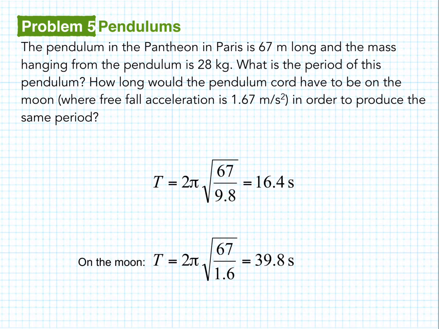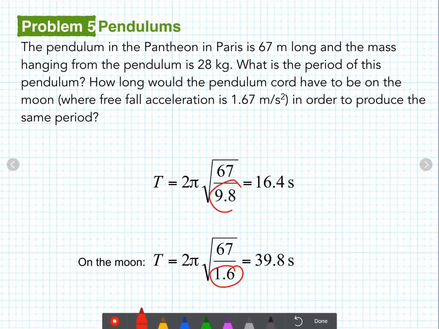You can also calculate the period of this pendulum in the Pantheon in Paris if you put it on the moon, okay? And that's just changing your g values from 9.8 to 1.6.